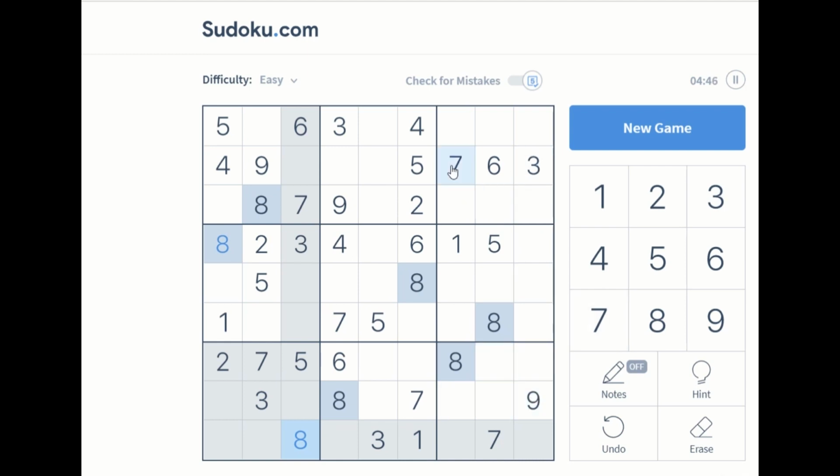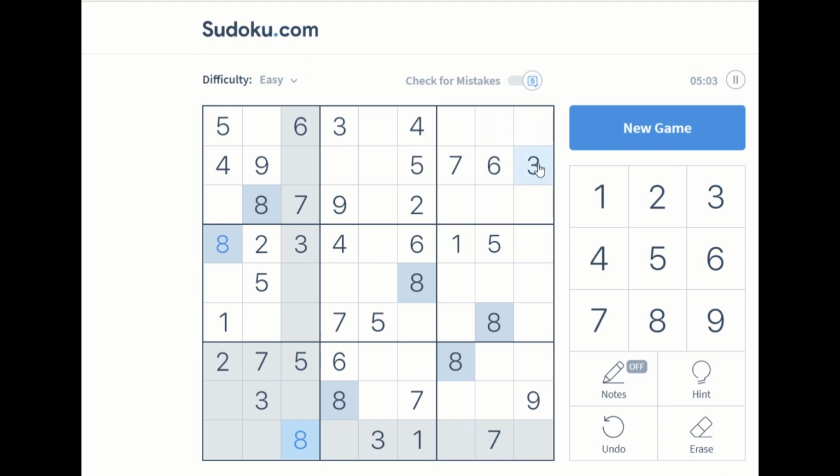Now if you can see, this box doesn't have an 8. If you quickly scan, there are vertical references for the digit 8 in these two vertical rows. So these two vertical rows mean these 4 boxes cannot contain the digit 8.